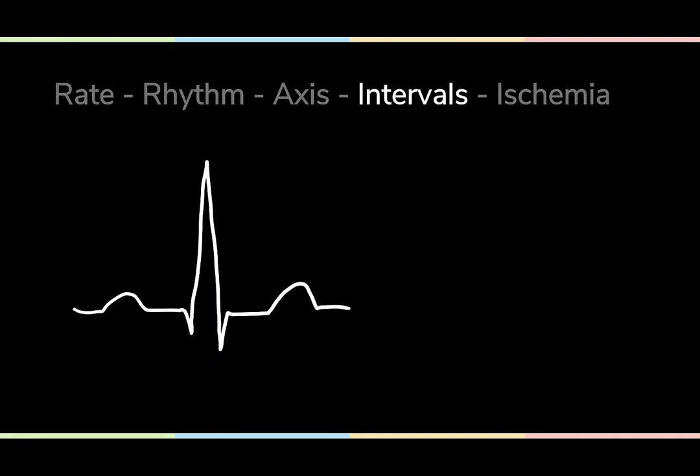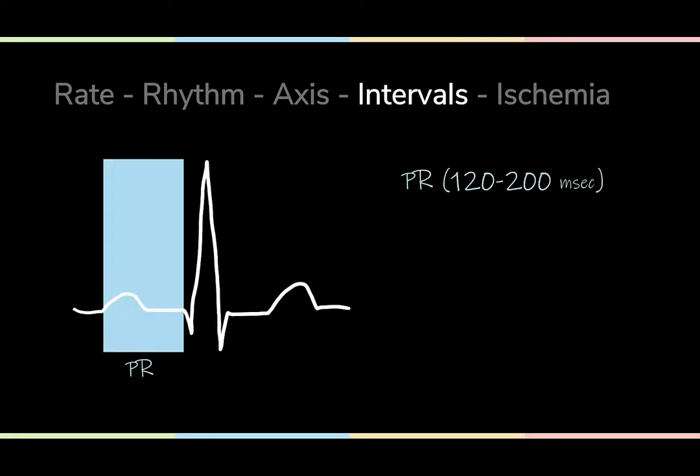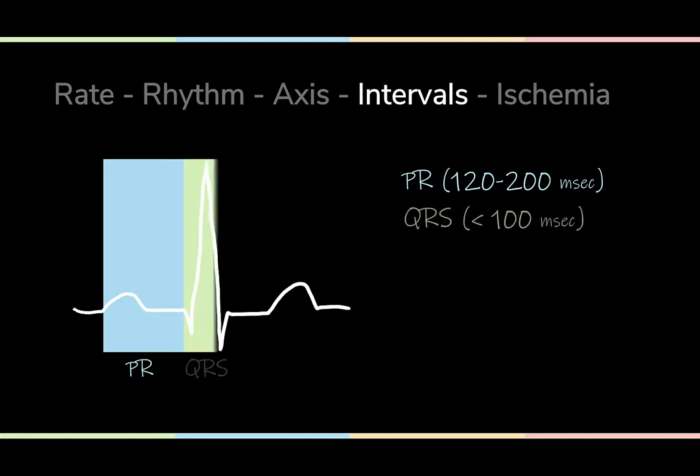Intervals. All right. So there are really only three intervals that we care about. We have our PR interval, which starts at the beginning of the P wave and ends at the beginning of the QRS complex. And that should be anywhere between 120 and 200 milliseconds. The next one is the QRS complex, which starts at the beginning of the QRS and ends at the end of the QRS. That's the most simple one. And that should be less than 100 milliseconds.